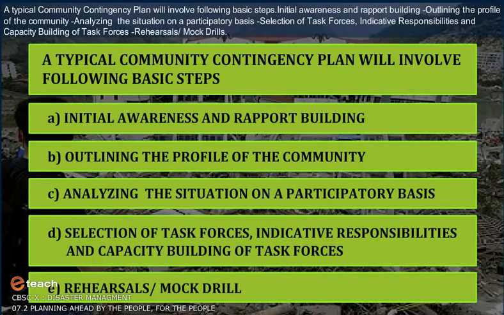A typical community contingency plan will involve the following basic steps: initial awareness and rapport building, outlining the profile of the community, analyzing the situation on a participatory basis, selection of task forces, indicative responsibilities, and capacity building of task forces, rehearsals or mock drills.